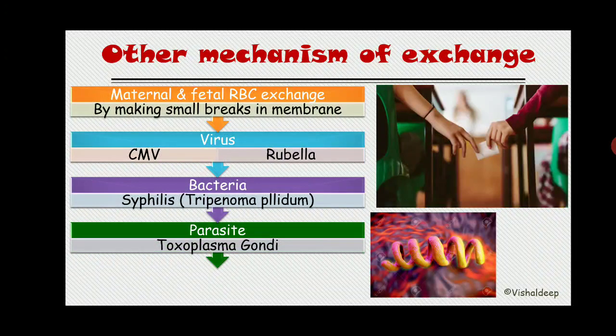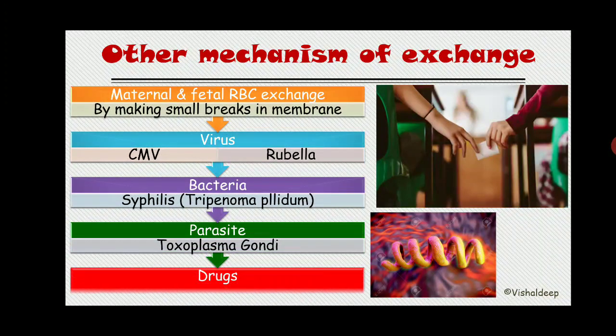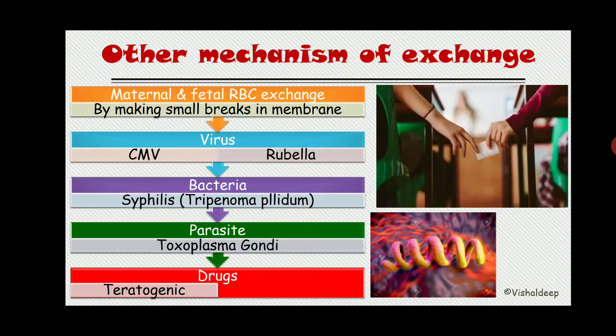Then the parasite, basically Toxoplasma gondii, will eventually enter inside the fetal circulation. And certain toxic drugs that enter from the maternal circulation into the fetal circulation are known as teratogenic drugs. Let me give you an example, that is tetracycline.